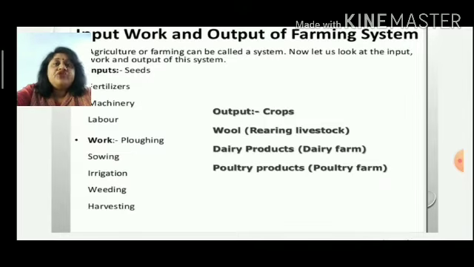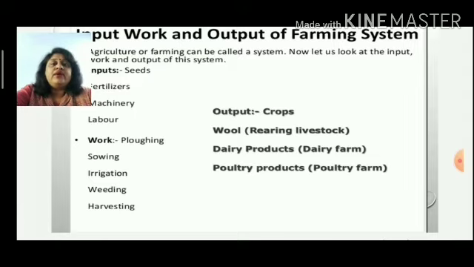Second one is sowing of seeds. Sowing मतलब बीज बोना. Third one, irrigation. Irrigation means farmer has ploughed the field, farmer has sown the seeds, but if irrigation is not there, अगर plants को, crops को पानी नहीं दिया जाएगा तो क्या होगा? Both the works will be useless.